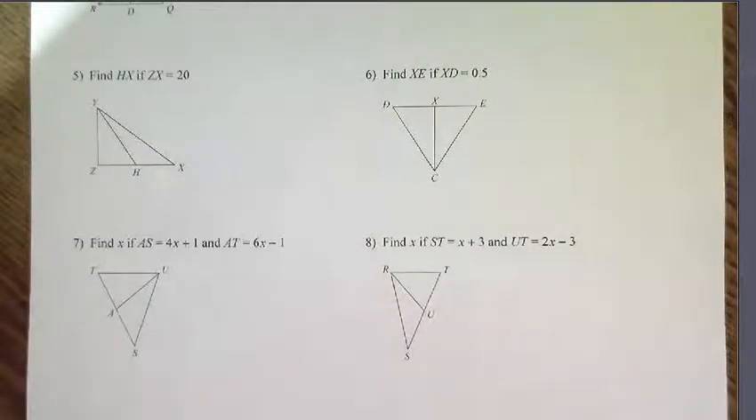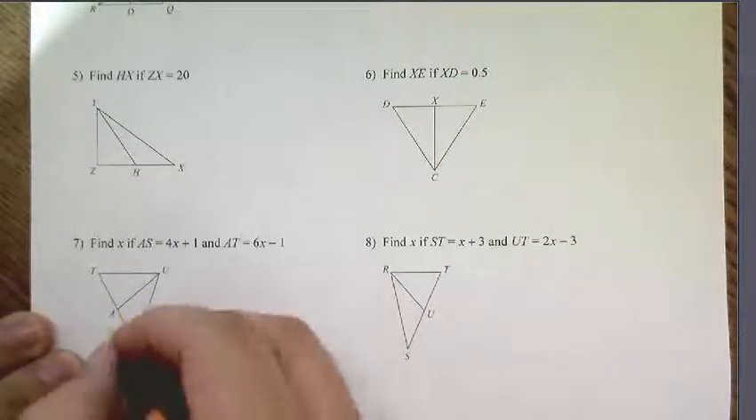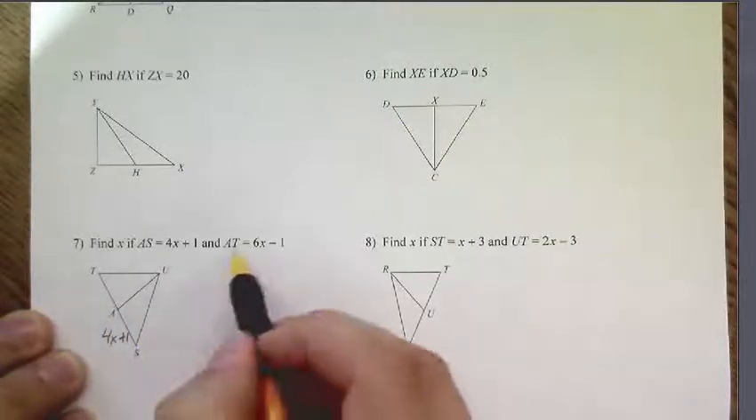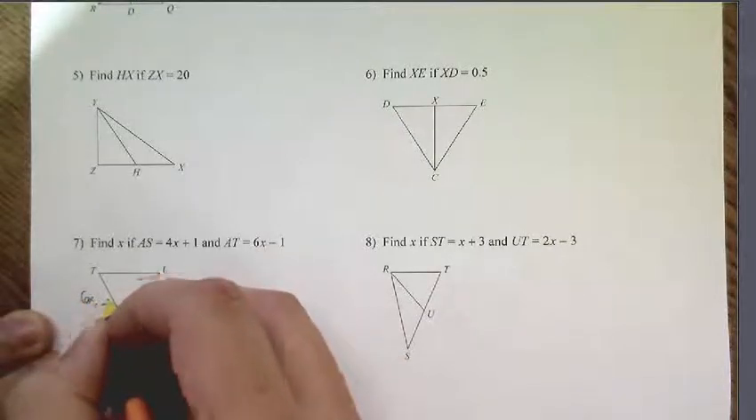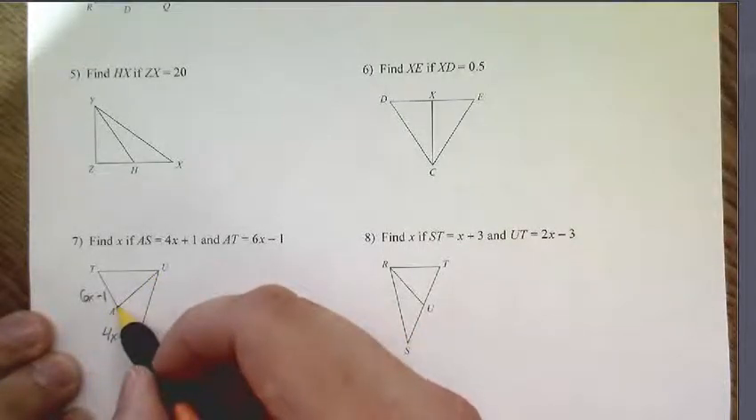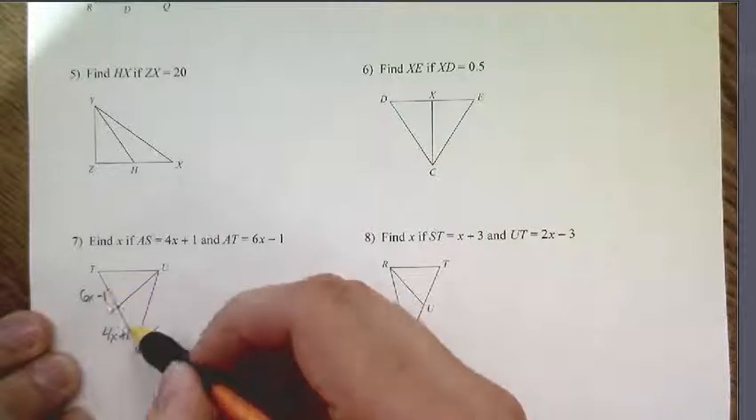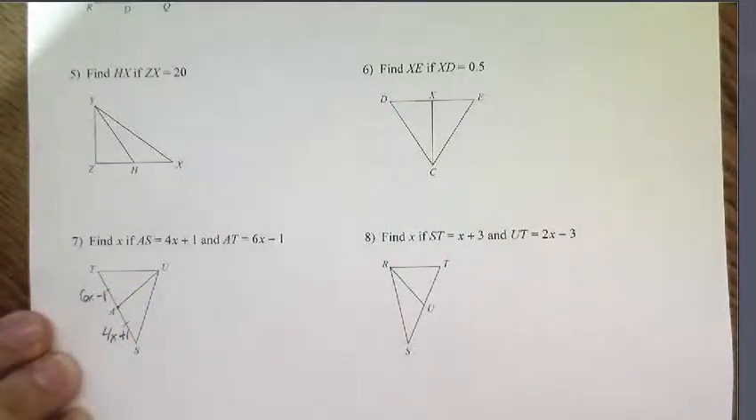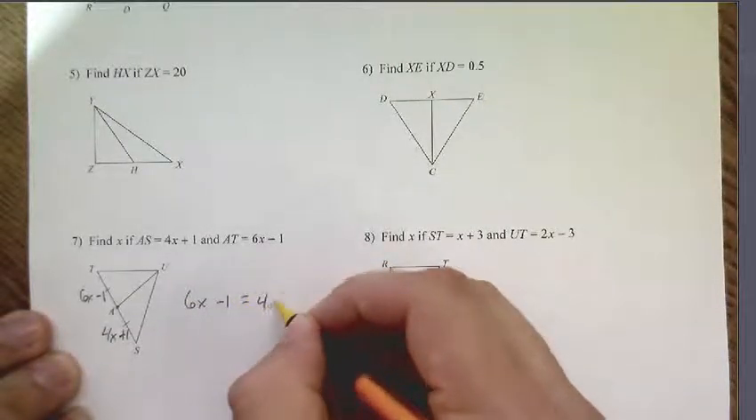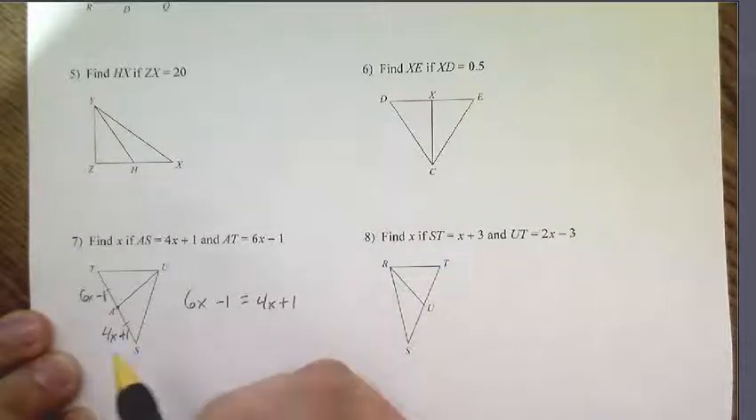Number 7 says find X if AS equals 4x plus 1 and AT equals 6x minus 1. So again, let's label AS. The first thing they give us, let's put 4x plus 1. AT, let's put 6x minus 1. Again, if this line right here is our median, this is our midpoint, this side is going to be congruent to this side. So how we would set that up would be 6x minus 1 would equal 4x plus 1. Since they are congruent, they have to equal each other.